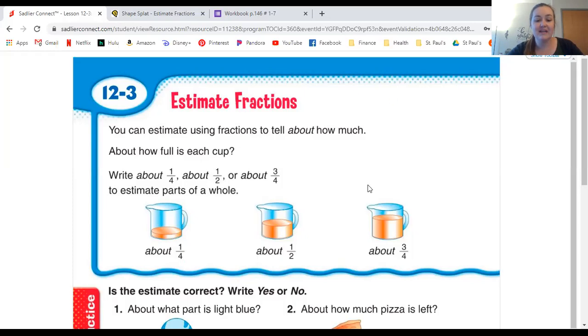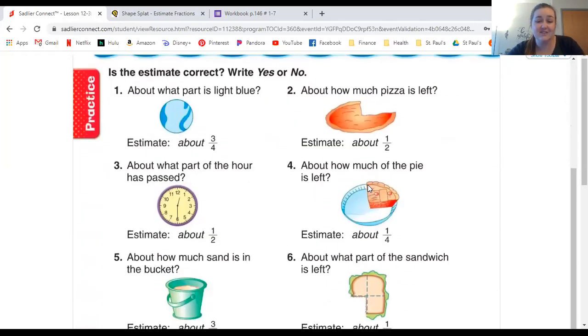So for example, here we're going to take a look at number 1. It's yes or no questions, not too difficult. About what part is light blue? Their estimate is about 3/4. I would say yes, it is. About 3/4 is light blue, so the answer to this one would be yes. Number 2, about how much pizza is left? They said half. Well, nope. If it was half, it would have just been cut right down the middle, but this would be more like 3/4. So here, I would say no. Over here is yes. You don't need to do these. These are just to give you examples.